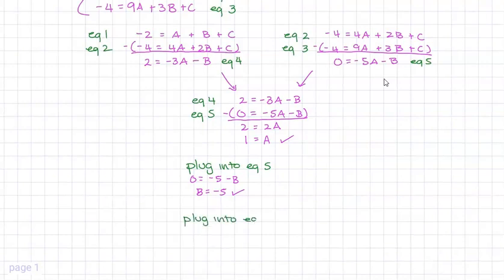into equation 1. And we have a little record of what equation 1 was right here. So negative 2 is a, which is 1, plus b, which is negative 5, plus c. So negative 2 is negative 4 plus c, so c is 2. And now I have everything we need. We have a, we have b, we have c.